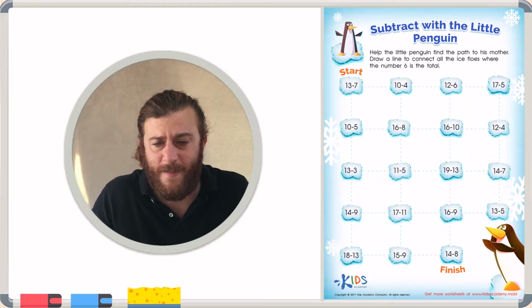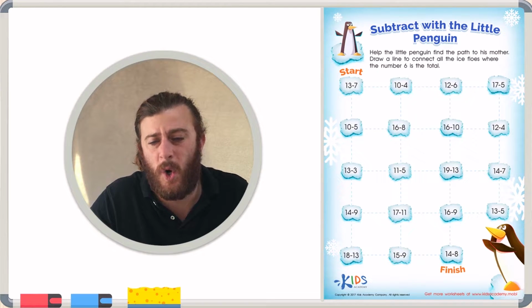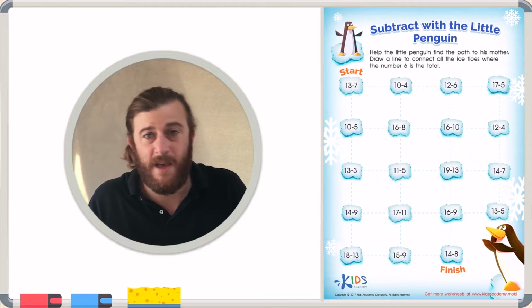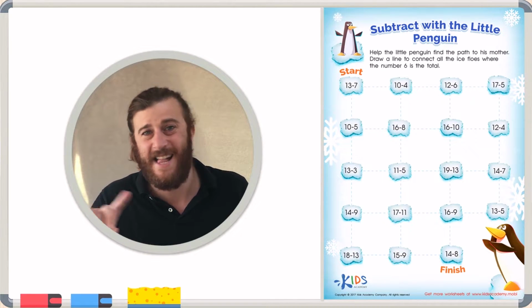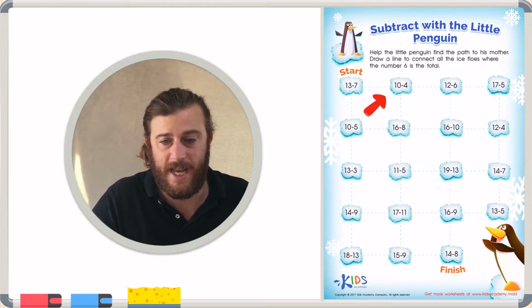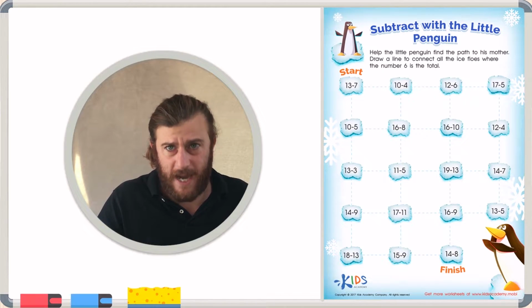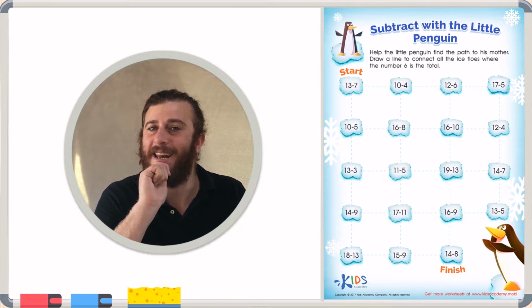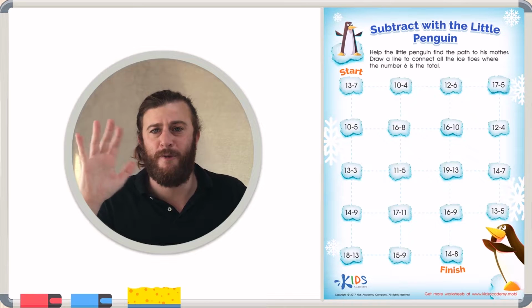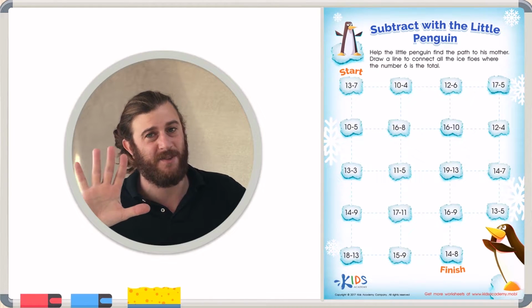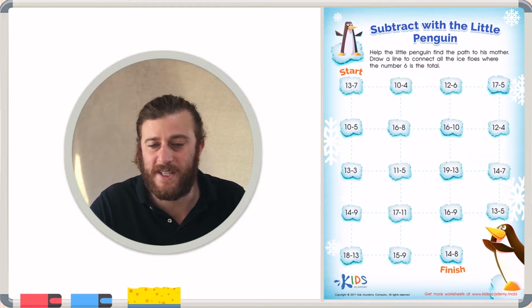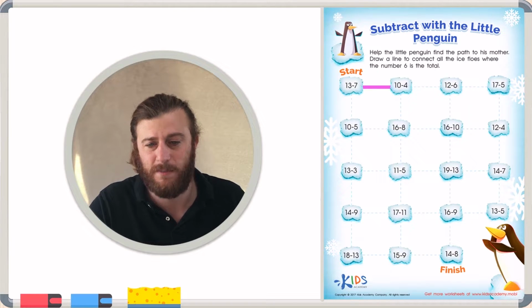Where are we going to move from here? I say we try all the numbers that are connected to this to see if 6 is the total. If it is, we'll draw a line. And if it's not, we'll know we have to try something else. So let's try 10 minus 4. Counting backwards again. 10, 9, 8, 7, 6, 5, 4. Do I have up 6 fingers? Yes, I do. So let's draw a line from 13 minus 7 to 10 minus 4.